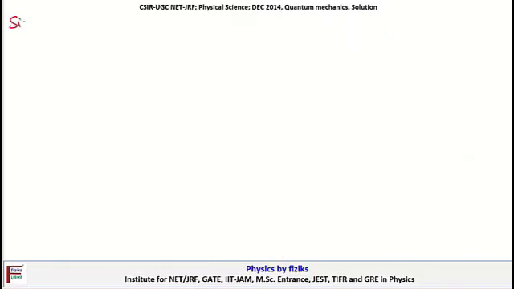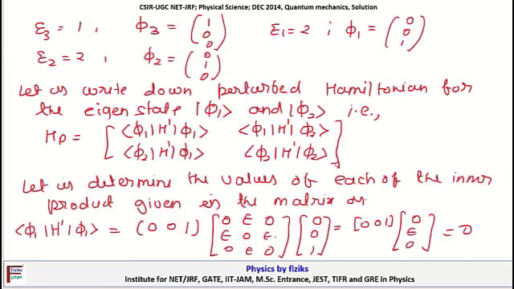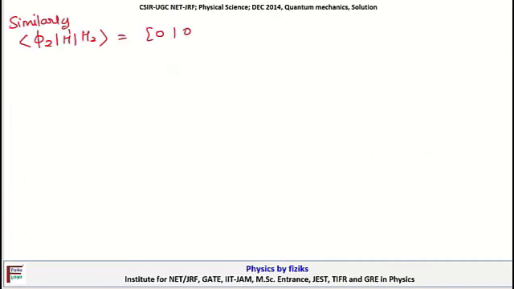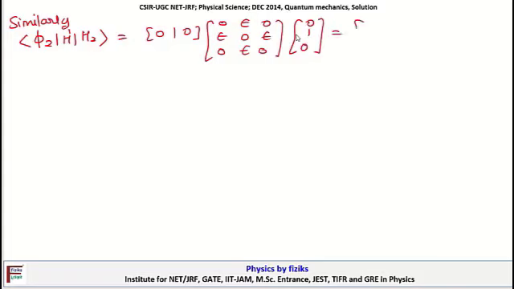Similarly, phi2 H dash phi2 will be 0, 1, 0 times the matrix H dash times 0, 1, 0, which equals 0, 1, 0 times epsilon, 0, 0, which equals 0.